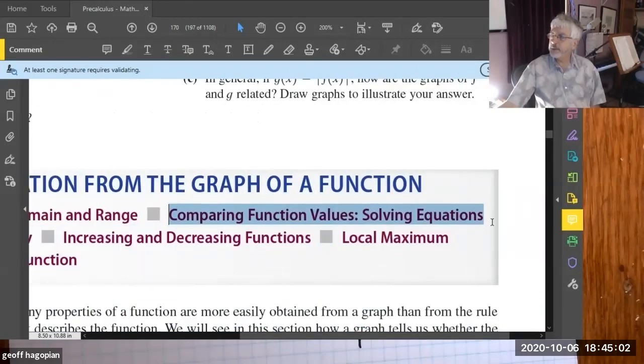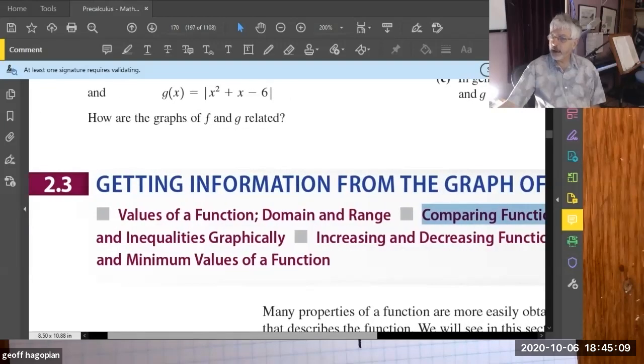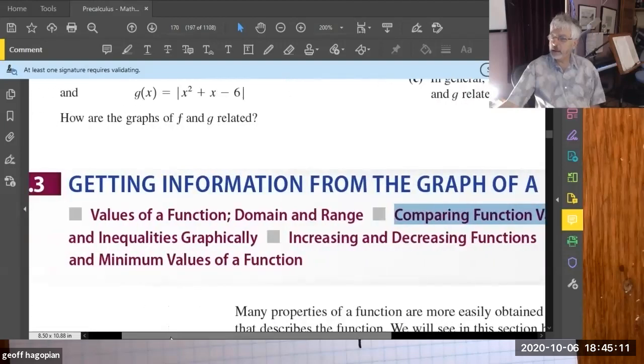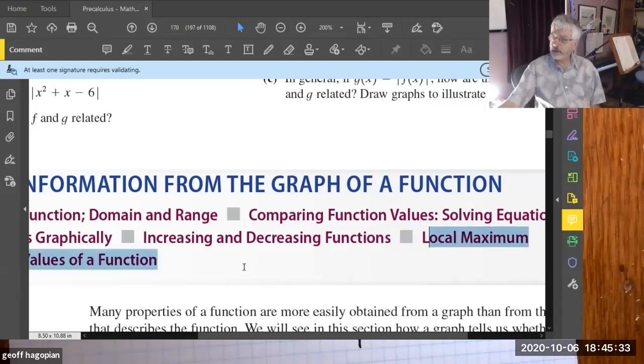Comparing function values, solving equations and inequalities graphically. That's a good thing to be able to do. Increasing and decreasing functions. When we say increasing, we mean going up to the right. So if your curve is heading up to the right, then it's increasing. If it's heading down to the right, then it's decreasing. Then local maximum and minimum values of a function.